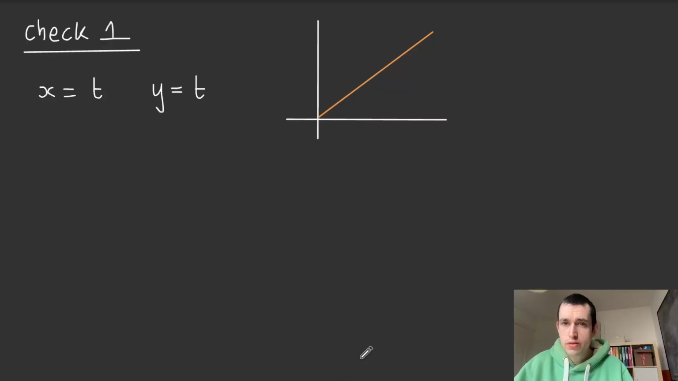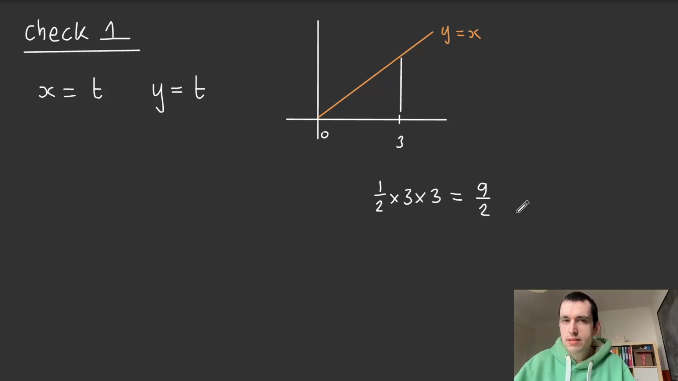Well, let's start off with a rather pointless example. x equals t, y equals t. This represents the line y is equal to x. Let's say we wanted to find the area underneath the line from 0 to 3. We probably wouldn't even integrate, but we could. We'd just use the area of the triangle here, being 1/2 times by 3 times by 3, or 9/2. But let's do it parametrically, because we can.